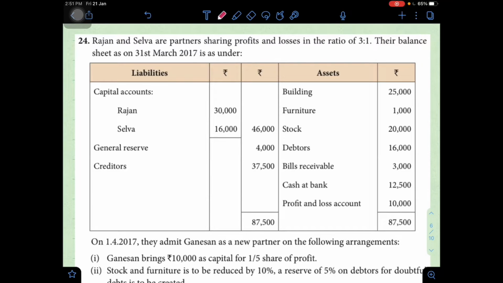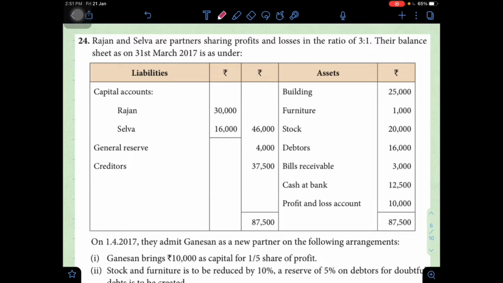Now we are going to discuss the comprehensive problem 24. Rajan and Selva are partners sharing profits and losses in the ratio of 3:1. Their balance sheet as on 31st March 2017 is as under. So the list of liabilities and assets are given.